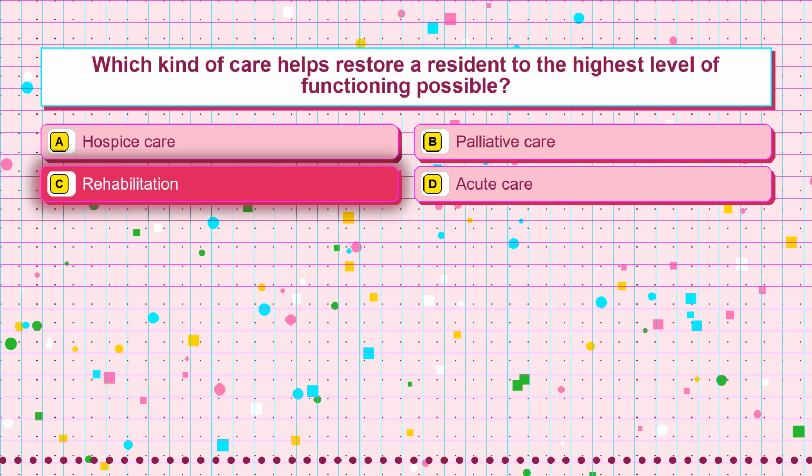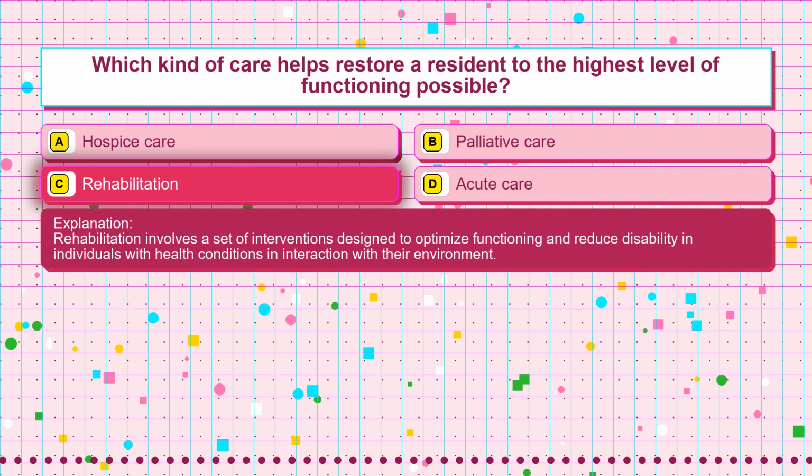The correct answer is option C, rehabilitation. Rehabilitation involves a set of interventions designed to optimize functioning and reduce disability in individuals with health conditions in interaction with their environment. Question 57.